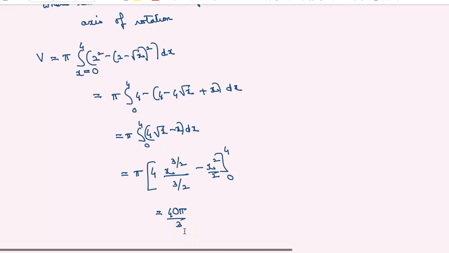So that comes to an end of the session where we have learned how to find the volume of the solid obtained by revolving a region about the x-axis or the y-axis or a line y equal to c.